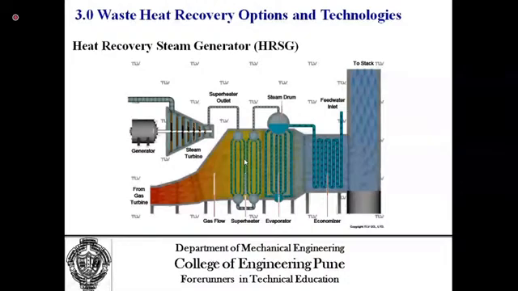So thus whatever heat is available as waste heat from the gas turbine plant is reused for converting feed water into steam, and from steam to superheated steam, and then it is taken to the turbine, and thus the power is generated. So this is how a waste heat boiler works.